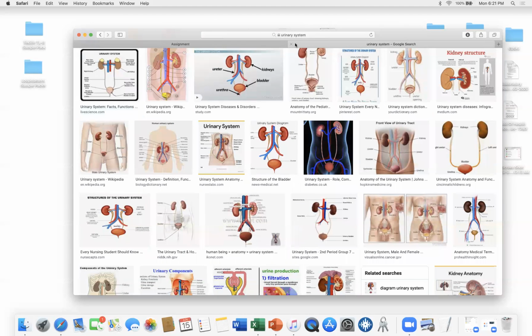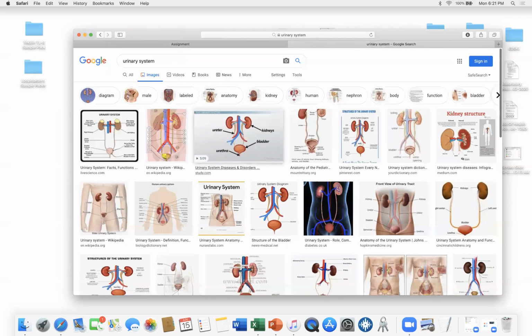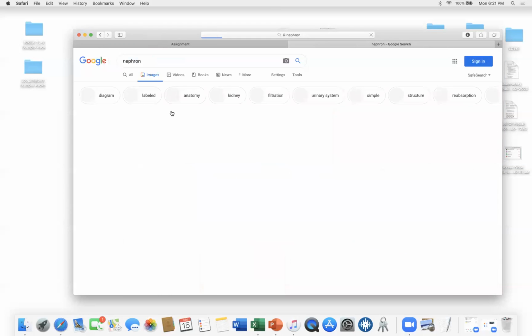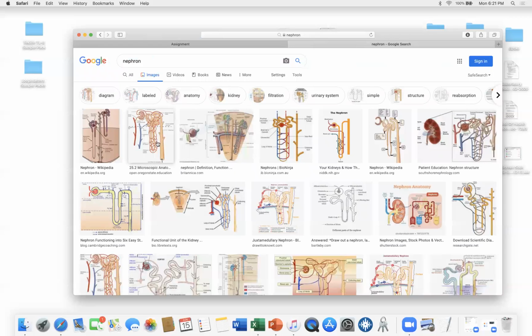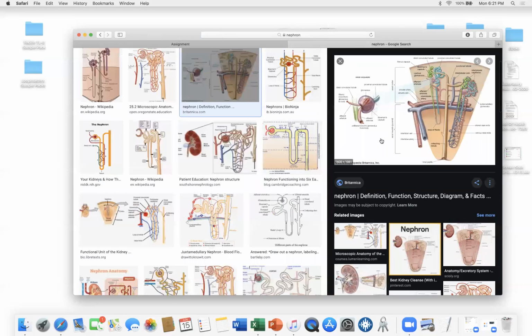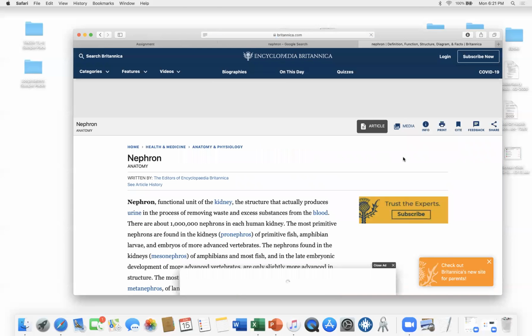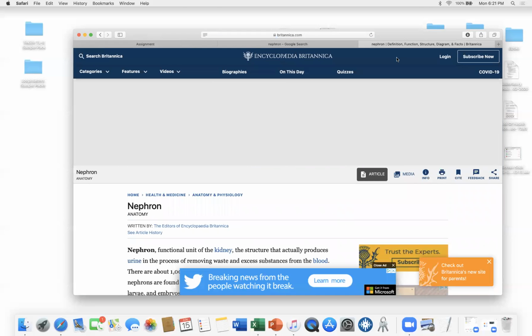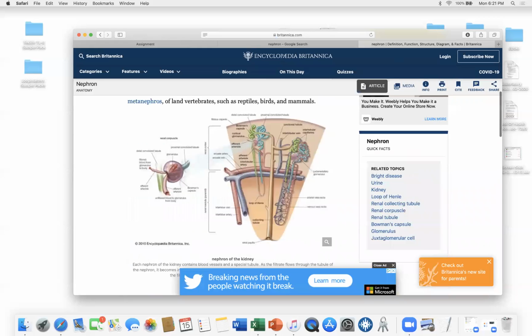Okay? So now let's look at the nephron, because remember I told you a minute ago that the cortex was full of these microscopic structures. And here's a pretty picture. Look at this picture.